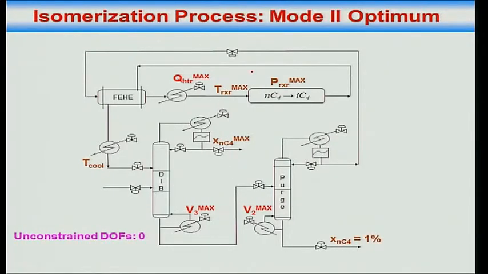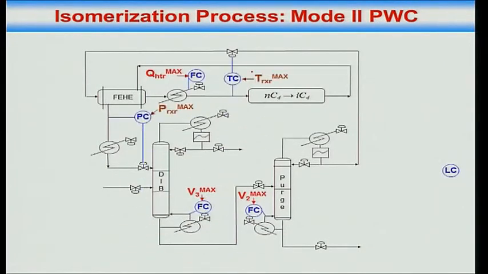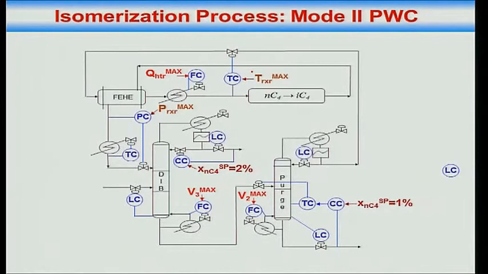Oh, cooler temperature. Sorry, T cool. T cool is the one that I missed. Okay, forget that. All constraints have been controlled except that T cool will be controlled by the cooler duty. That loop has not been shown. So that makes it 8. Okay. So now I put in the inventory loops. So T cool comes in there.